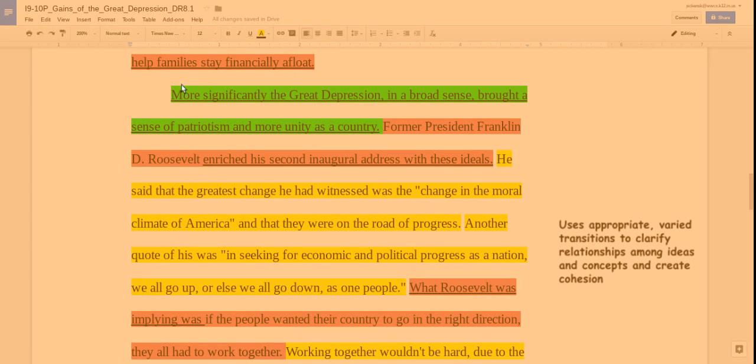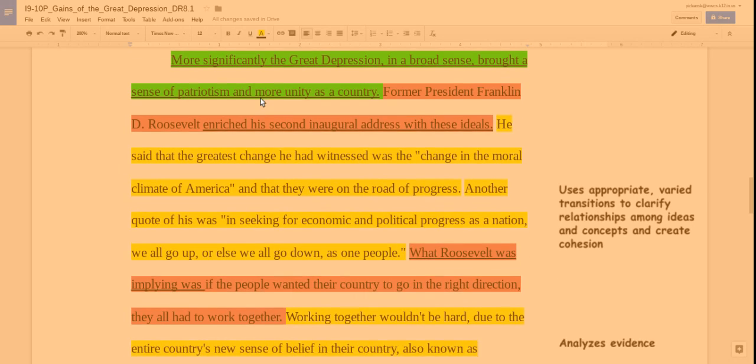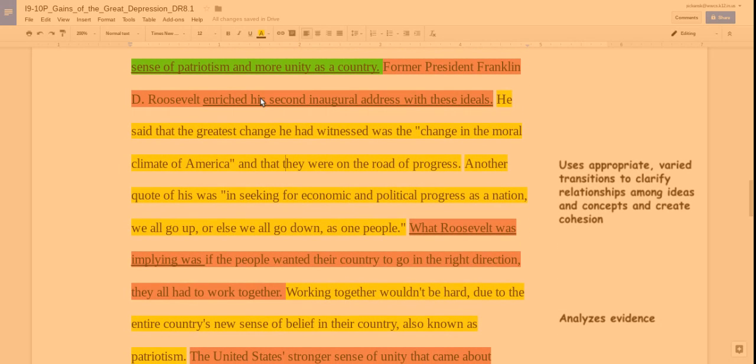And again, we have a transition here more significantly. We're kind of building on what just happened in our last paragraph. Then, this particular writer went kind of out of order. They had some explanation, and then they had the evidence. That's okay to do that. If you're a more advanced writer, you can sort of play around with some of the ordering.